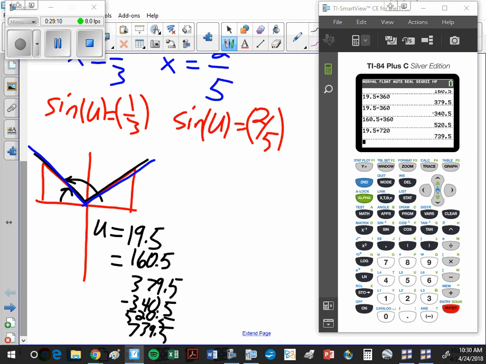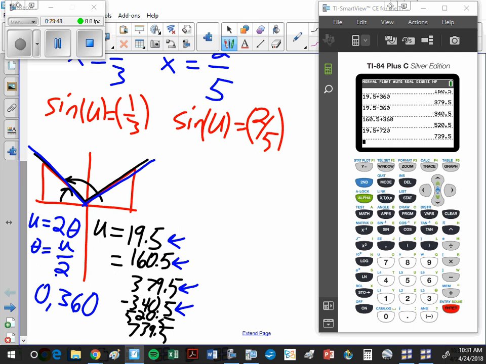Okay. Now, those are u values, but u is equal to 2 theta. So theta is actually u over 2. There are an infinite number of u's out there. But how many u's divided by 2 land between 0 and 360? This one does. This one does. This one does. This one, no. This one does. This one.